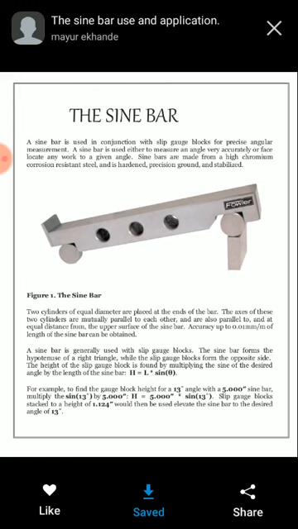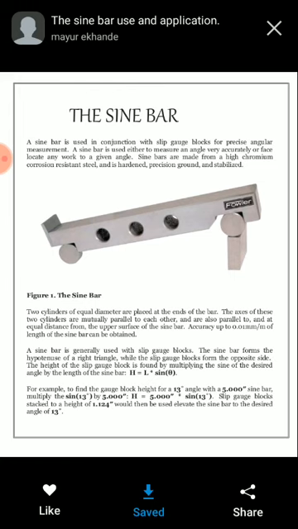A sine bar is generally used with slip gauge blocks. The sine bar forms the hypotenuse of a right triangle while the slip gauge blocks form the opposite side. The height of the slip gauge block is found by multiplying the sine of the desired angle by the length of the sine bar. H equals L times sine theta.